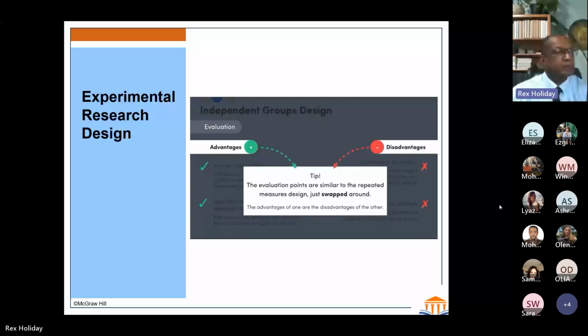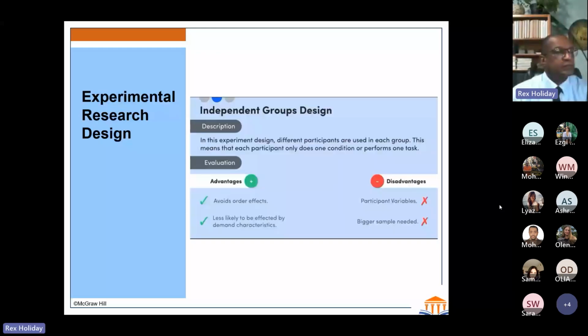So, for an independent group design, you have two groups of participants who take part in either the experimental or control condition. This is pretty good in that you can avoid order effects and demand characteristics, but there are also disadvantages, as you need a bigger sample and are going to struggle with the potential issue of participant variables.